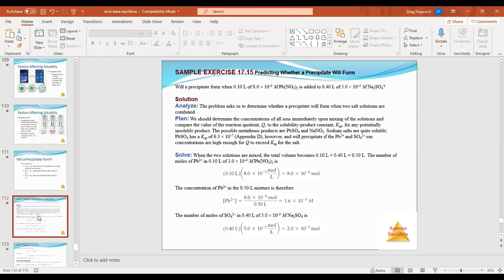So I'm going to multiply my volume times my concentration of my lead ion. If I do that, this gives me 0.10 times 8 times 10 to the minus third moles per liter. This gives me 8 times 10 to the minus fourth moles of lead.